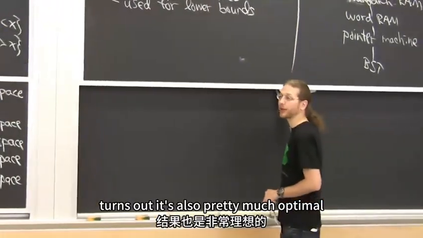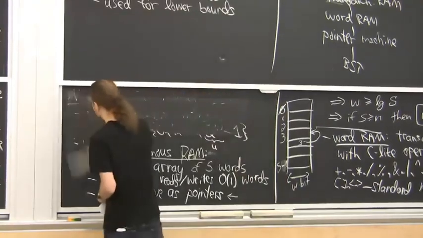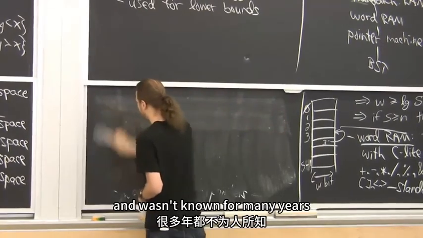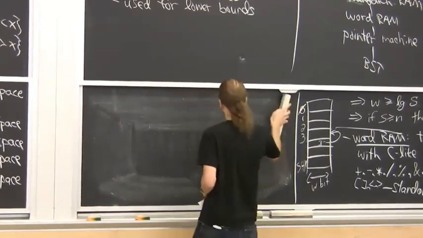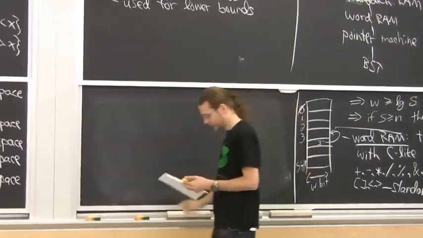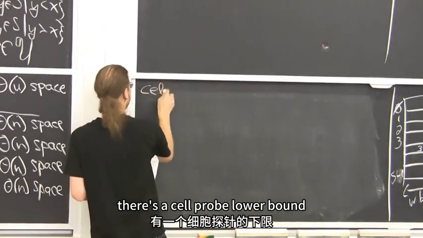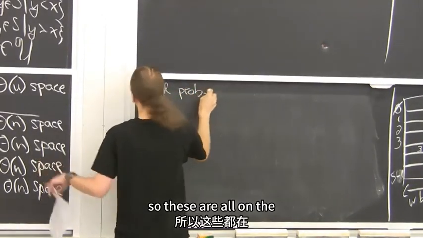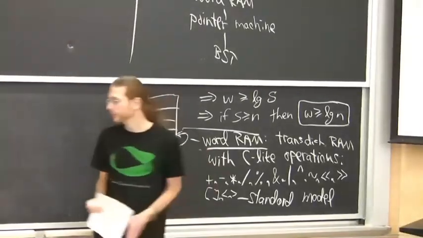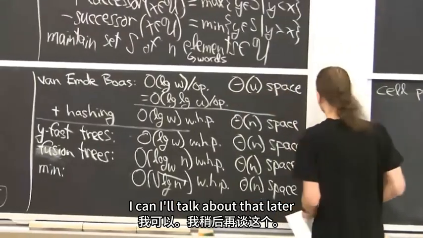Turns out it's also pretty much optimal. And that's not at all obvious, and it wasn't known for many years. So there's a cell probe lower bound. These are all in the word RAM model, all these results. The first one actually kind of works in the pointer machine. I'll talk about that later.